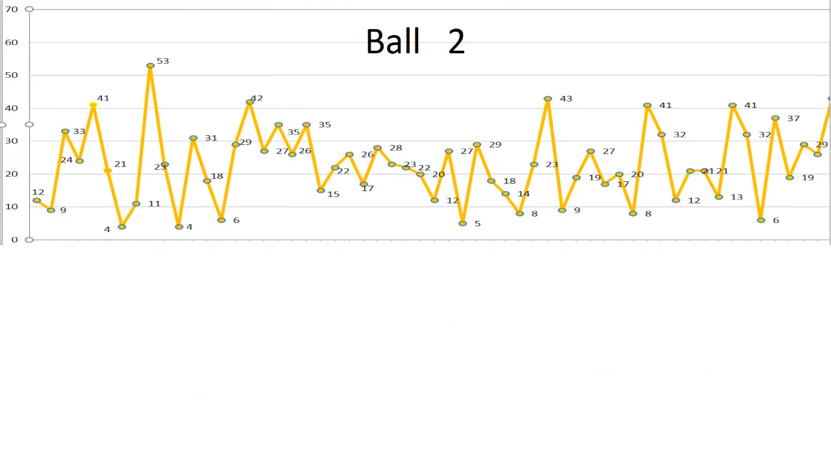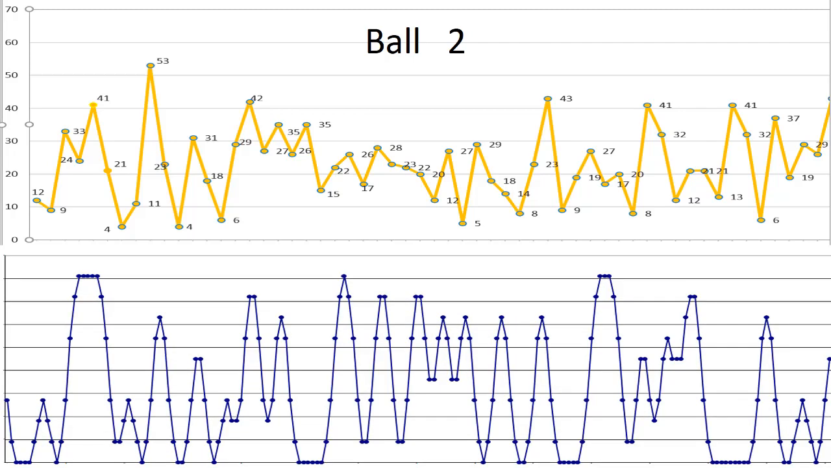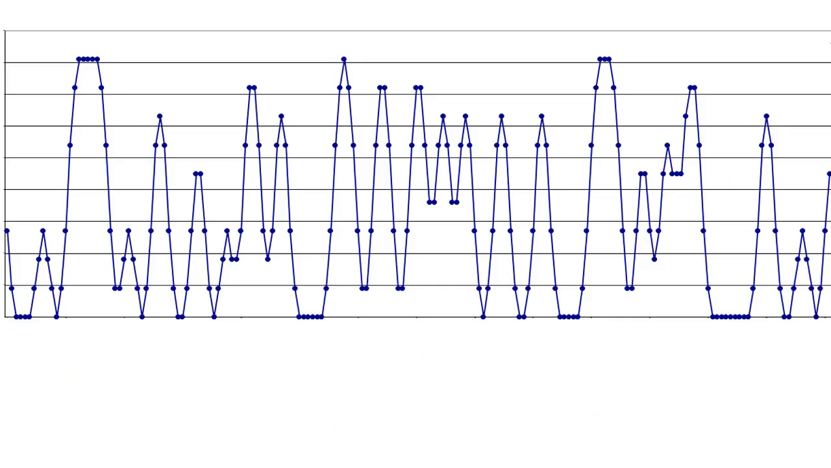Now, let's look at the example of the second ball. What will happen to this chaotic graph after applying the found algorithm? As you can see, the resulting graph is clearly different from the previous one and has several patterns. Let's take a closer look.